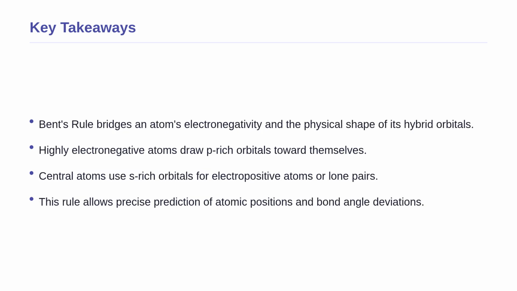We have covered a lot of ground today, so let us review our key takeaways. First, Bend's rule provides a logical bridge between an atom's electronegativity and the physical shape of the hybrid orbitals it uses to bond. Second, remember that highly electronegative atoms draw longer p-rich orbitals toward themselves, forcing the central atom to use its tightly held s-rich orbitals for electropositive atoms or lone pairs. Finally, by mastering this rule, you can easily predict which positions atoms will take in complex geometries and exactly how bond angles will deviate from their ideal textbook values.